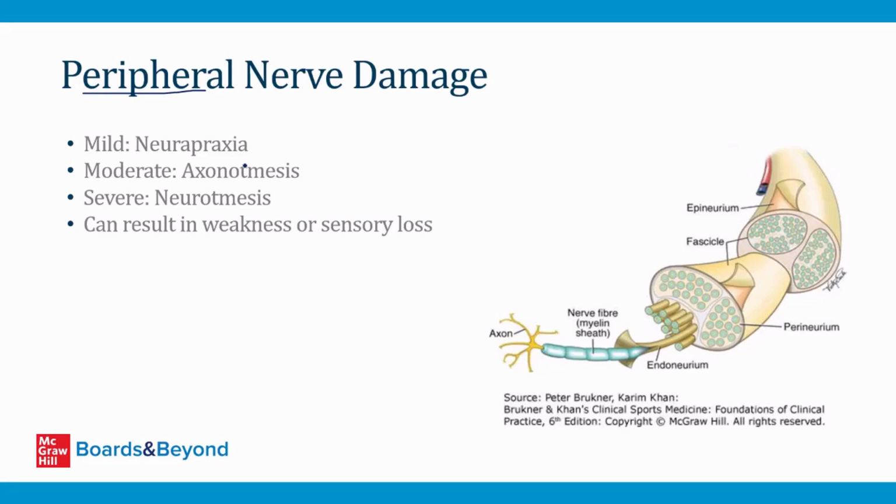We break down trauma or damage to peripheral nerves into one of three categories. Very mild nerve damage is called neuropraxia. More moderate nerve damage is called axonotmesis, and then severe nerve damage is called neurotmesis. We'll talk about all three of these problems in detail, but each of them can result in either motor weakness or sensory loss because of damage to peripheral nerves.